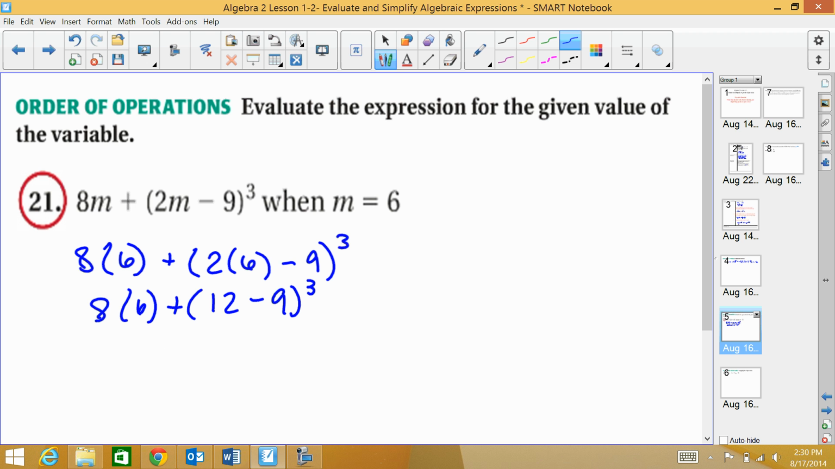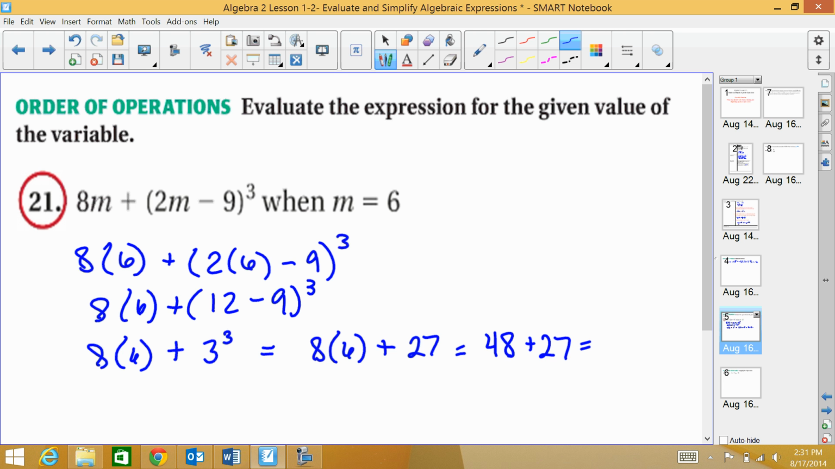So 12 minus 9 would be 3. So we have 3 to the 3rd power, which is 3 times 3 times 3, which would be 27. So we have 8 times 6 plus 27. So then we can work out 8 times 6, which would be 48 plus 27. So we get 8 plus 7 is 15 plus 60, so 75 is our answer.